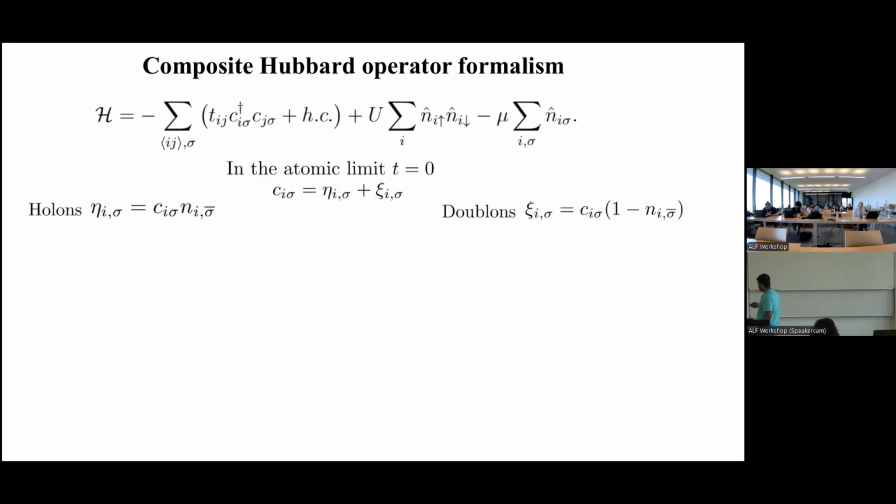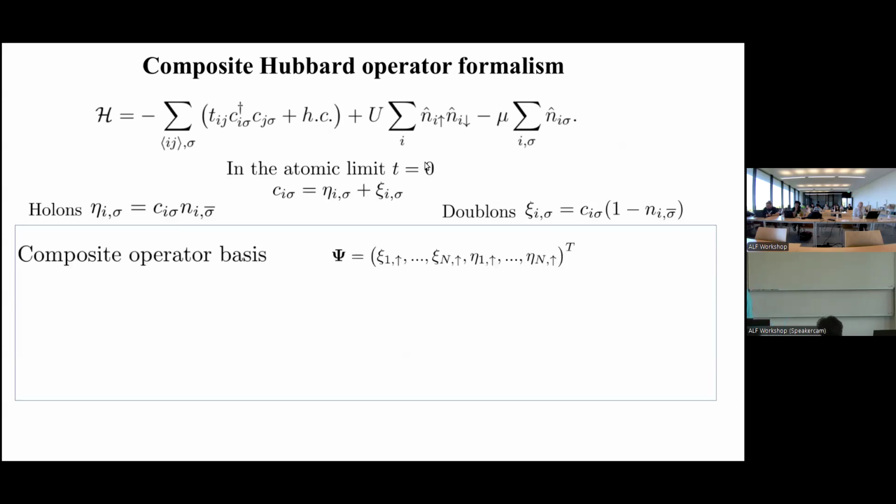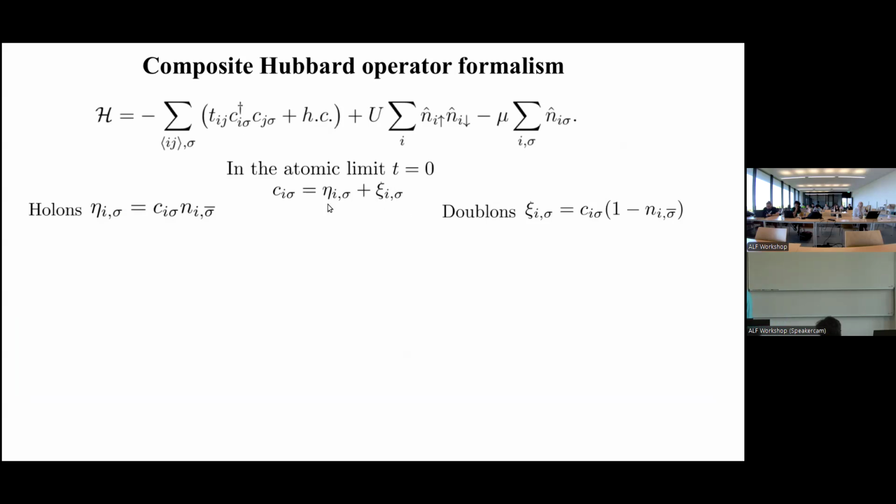This is the Hubbard model with the kinetic energy term and the on-site repulsion. If I work in the atomic limit, that is at t equal to 0, I can write my electron annihilation operator as a sum of 2 operators, and these are given by excitations. These are eta and xi. These etas are the holons, and this will primarily form the lower Hubbard band of our model. And there are doublons, and this will primarily be the upper Hubbard band of the system.